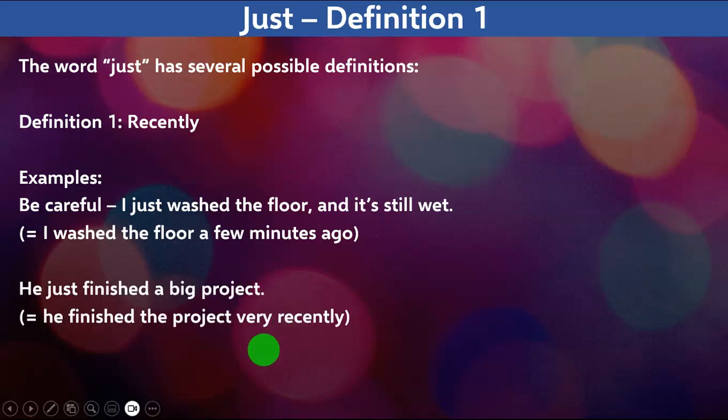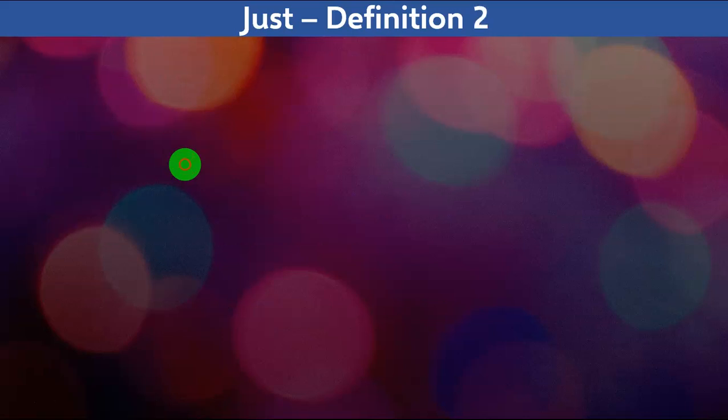Example number two, he just finished a big project. What does that mean? He finished the project very recently. Could be 1 week, could be about a month, could be about 2 months. Okay. So he just finished a big project. Okay. So that is definition number one of the word just, where you use it to mean something which has happened recently. Let's move on.